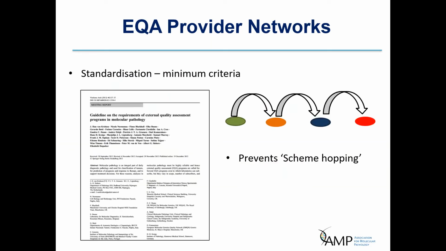EQA Provider Networks helps in many different ways. So firstly, I would say it helps through standardization. These networks tend to set minimum criteria by which EQA providers should operate, and this is an example of a paper in the field of molecular pathology. And it prevents what we call scheme hopping.